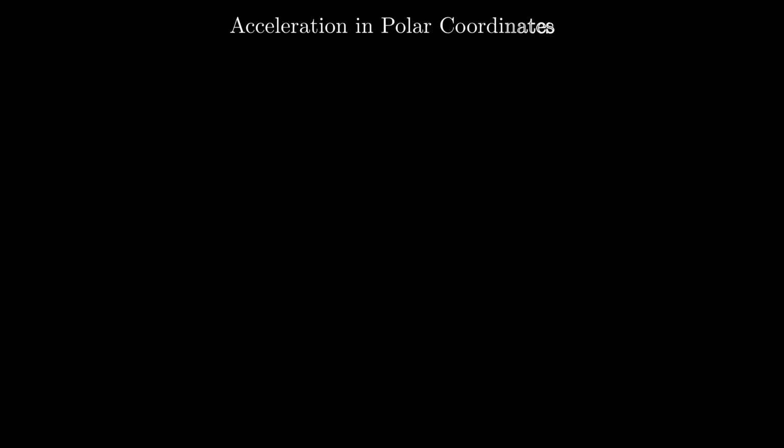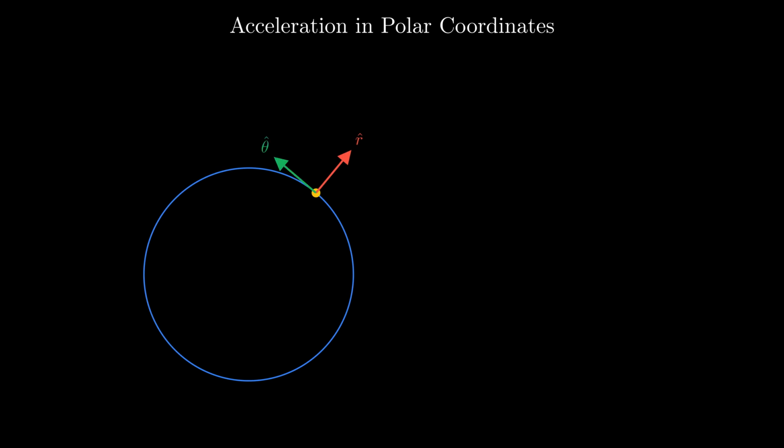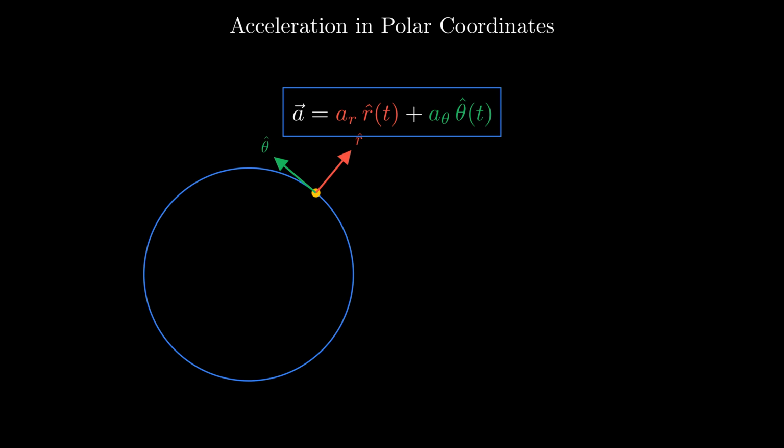When we describe motion in polar coordinates, the acceleration vector has two components, a radial component, a sub r, along the r-hat direction, and a tangential component, a sub theta, along the theta-hat direction. We write the acceleration as a sub r times r-hat plus a sub theta times theta-hat.